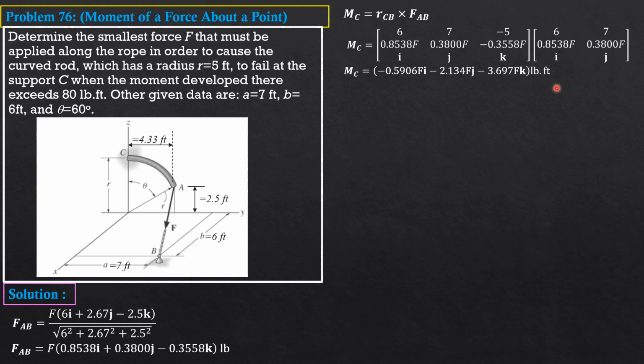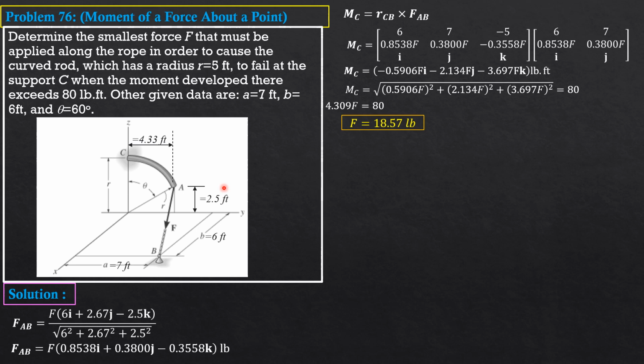Then we equate the magnitude of this moment to 80 pound-foot. So MC is the square root of (0.5906F) squared plus (2.134F) squared plus (3.697F) squared equals 80 pound-foot. So 4.309F, this one, the magnitude of M sub C, equals 80. So from there, we can solve for F. F is equal to 18.57 pounds.